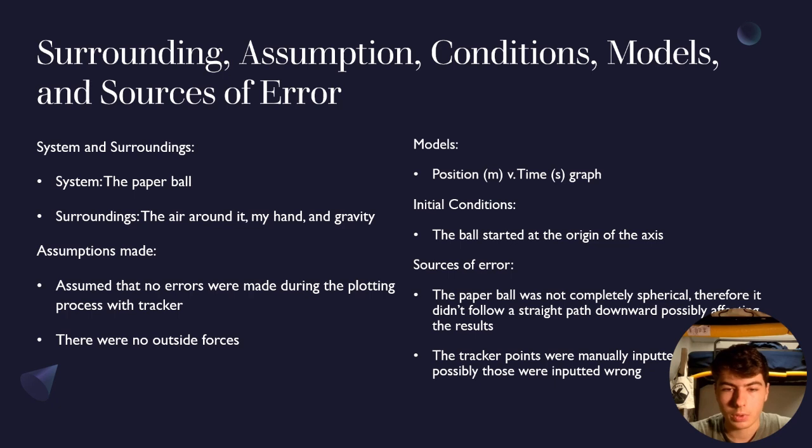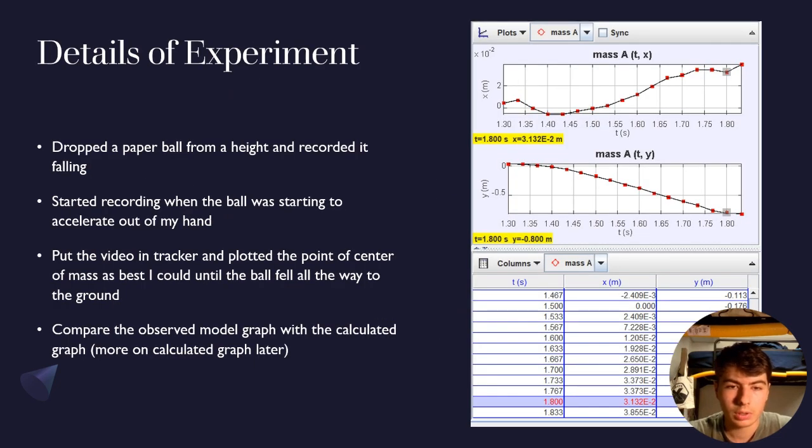The model I used was a position in meters versus time in seconds graph. Some initial conditions I set were that the ball started at the origin of the axes. Some sources of error that could possibly change this are that the paper ball wasn't completely spherical, therefore it didn't follow a straight path downward, possibly affecting the results. And because I had to plot the center of mass point, these could further make my Tracker input results incorrect.